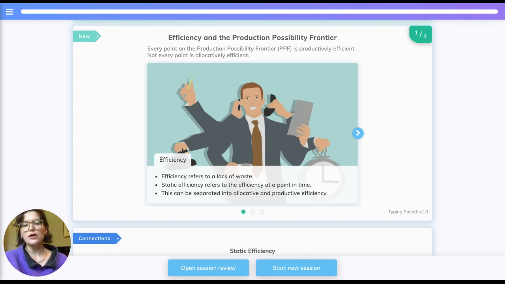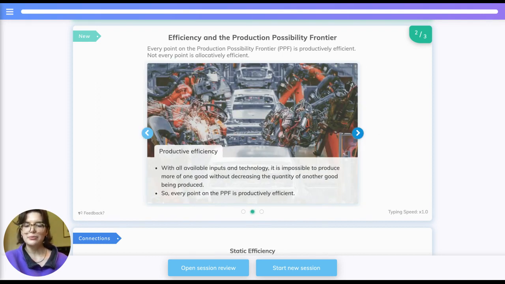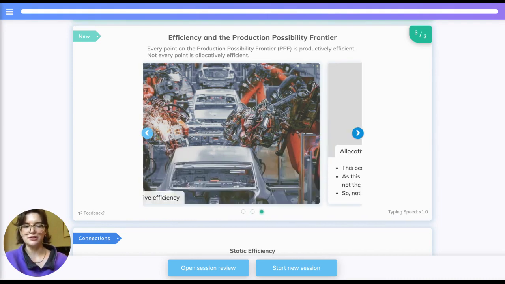Efficiency refers to a lack of waste. Static efficiency refers to the efficiency at one point in time, and static efficiency can be separated into allocative and productive efficiency. With all available inputs and technology, it is impossible to produce more of one good without decreasing the quantity of another good being produced. Therefore, every point on the PPF is productively efficient.